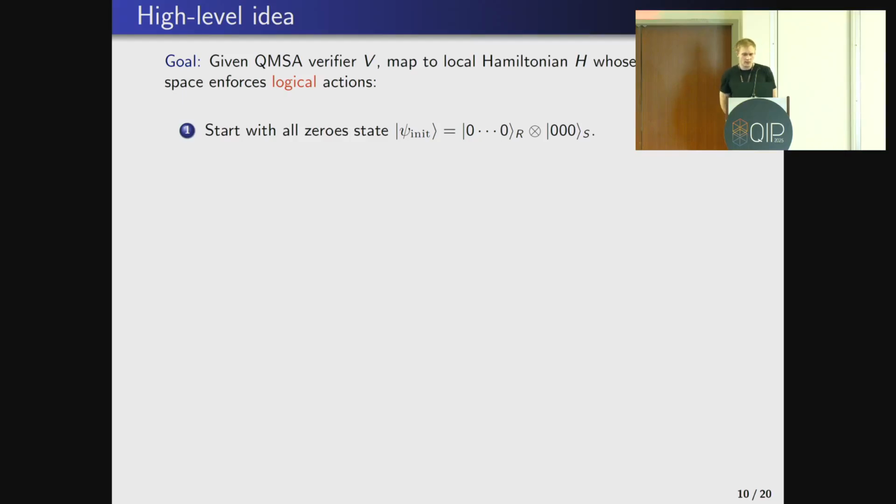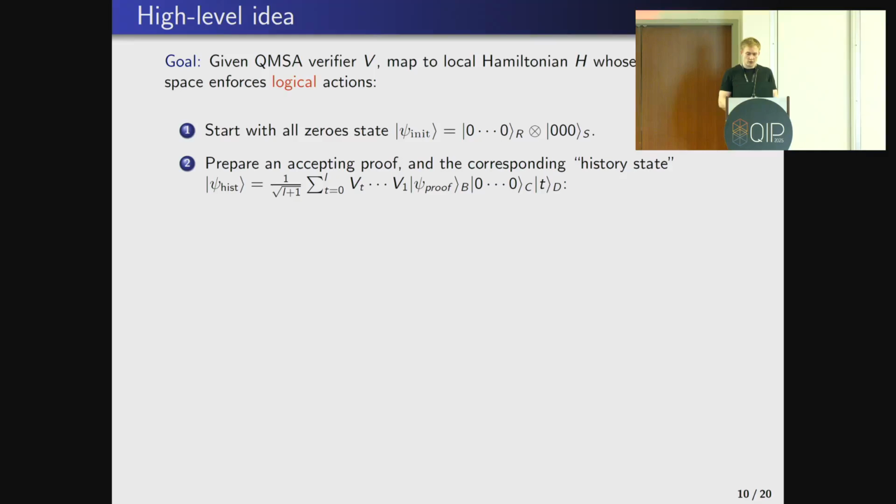Okay. So what's the high-level idea? We are given this QMSA verifier, and we want to map it to a local Hamiltonian whose ground state enforces certain logical actions. So we have to do certain things in order to go from the starting to the final state. We are going to start with the all zero state. And what we'll do next is, first, we need to prepare an accepting proof and the corresponding history state. So the history state is just a state that encodes the whole computation of V, and it's the lowest energy state of a certain Hamiltonian if the proof was accepting.